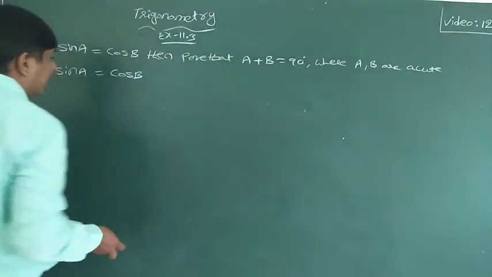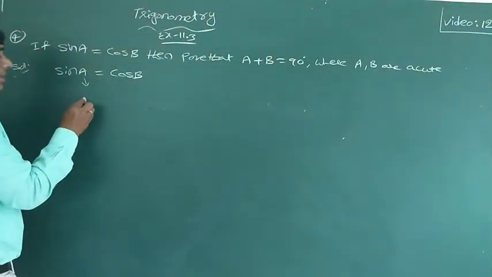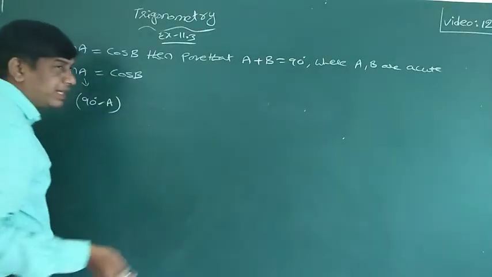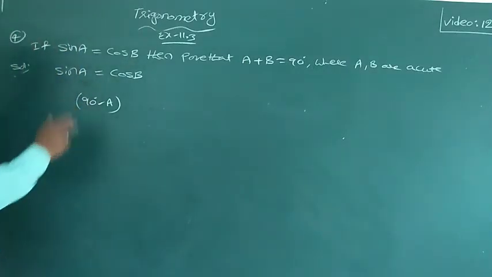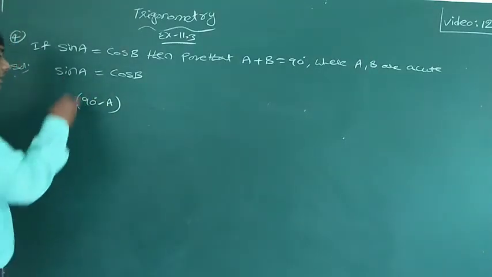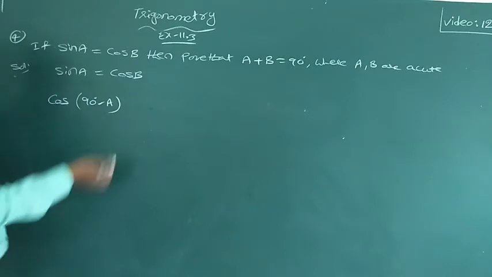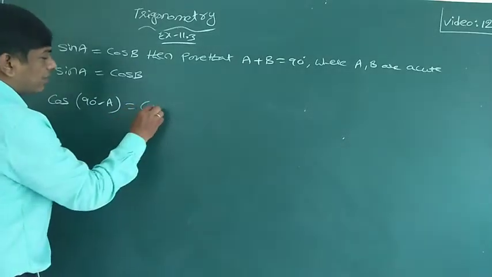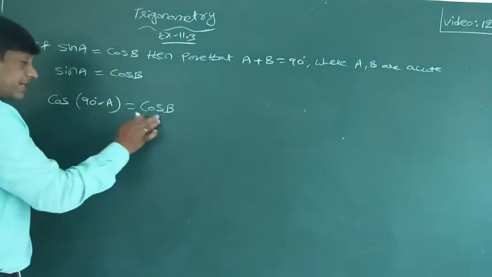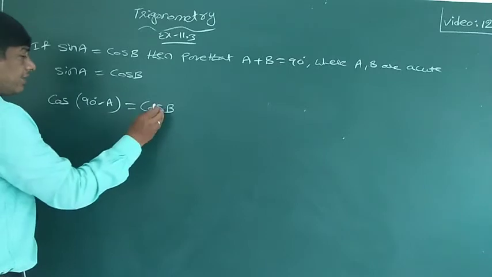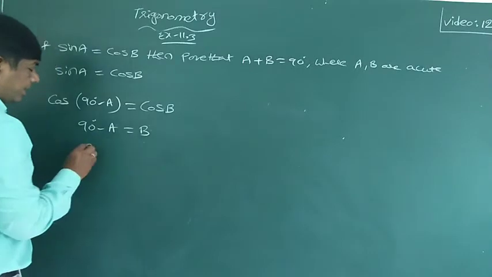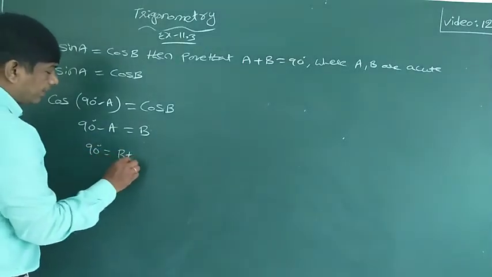When they are not numerical angles, you subtract the same angle from 90 degrees. 90 degrees minus A means A's complementary is 90 minus A. When you subtract A from 90, the function automatically changes, like I discussed previously. Then cos B is equal to cos B. The cos functions are equal, so obviously the angles are also equal. 90 degrees minus A is equal to B, so 90 degrees is equal to B plus A.